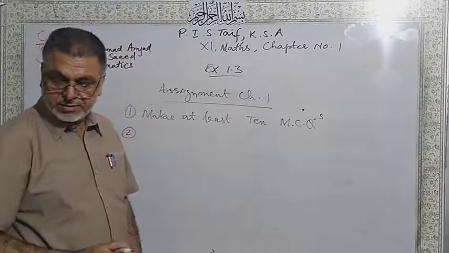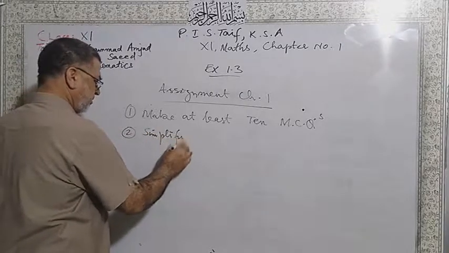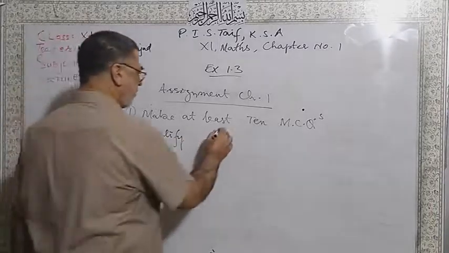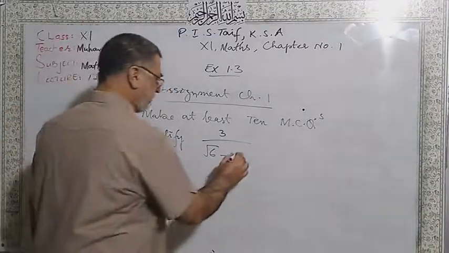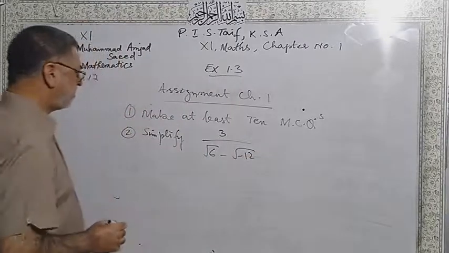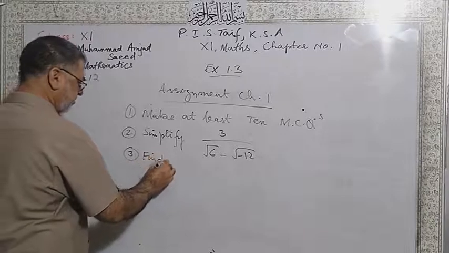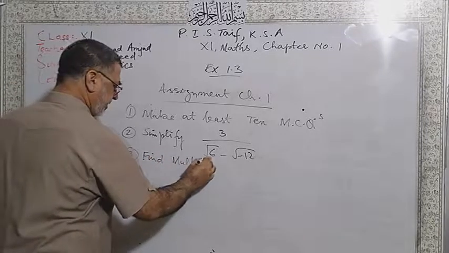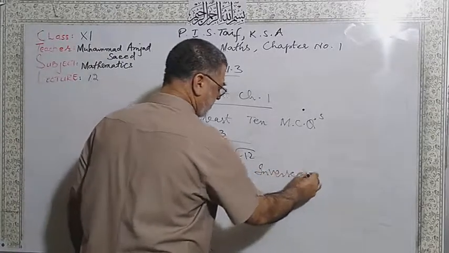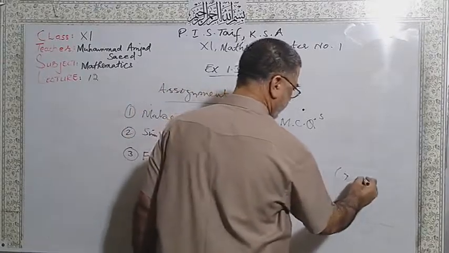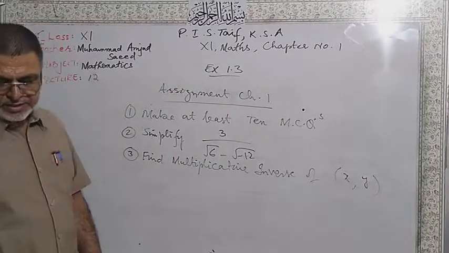After that, simplify 3 over the square root of 6 minus the square root of 12. You can solve it. Then find the multiplicative inverse of x and y.